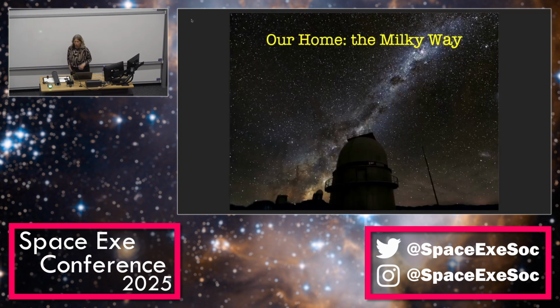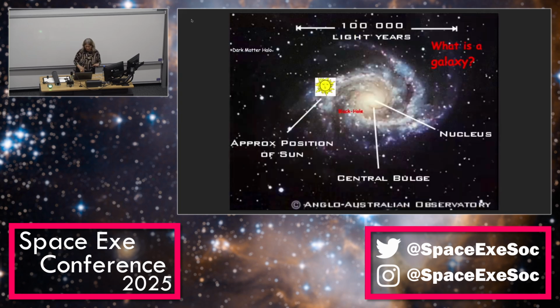Starting with our home, the Milky Way, I thought last week there were unusually clear skies in Portsmouth. I really love it. I could see a lot of details, but this, of course, comes from the southern hemisphere. And what you see is part of the arms of the Milky Way. Let's describe, for those of you that are not experts on galaxies, if any, otherwise this is a repetition, what a galaxy is in general.